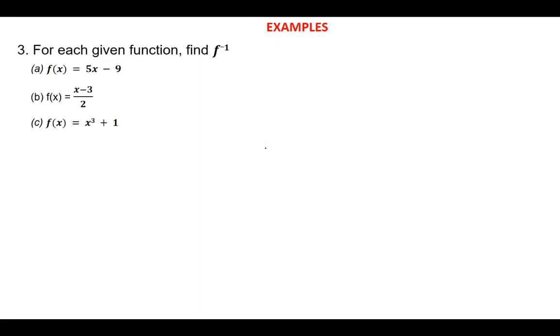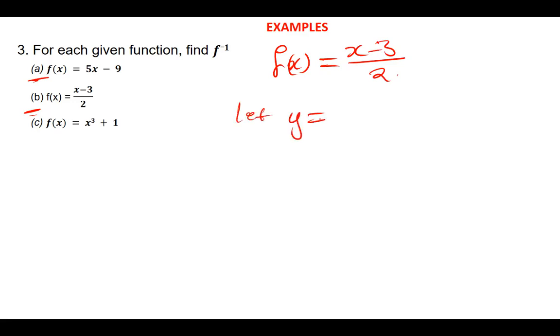All right. So we also have these examples here. I've solved the first example there. Let me now solve this one and this one. For each given function, find f inverse of x. I'm just going to start with b, having solved a. So we say b is f of x is equal to x minus 3 over 2. So we say let y be equal to x minus 3 over 2.